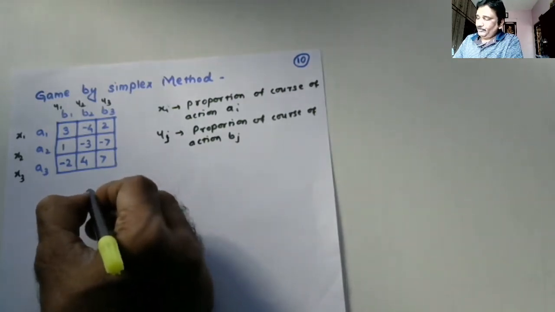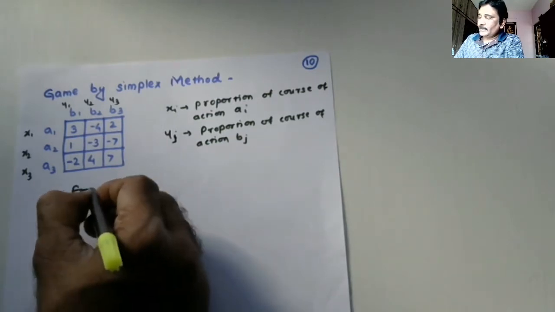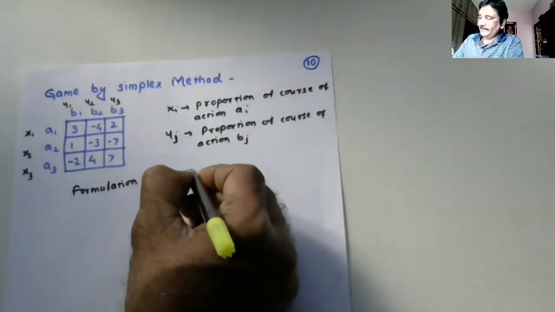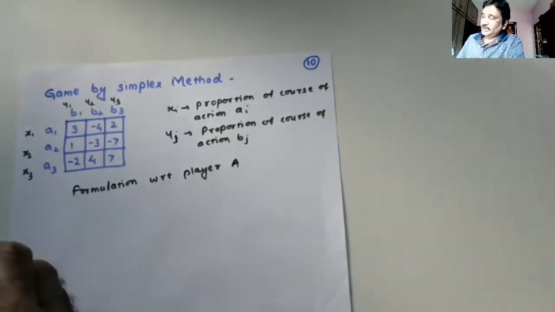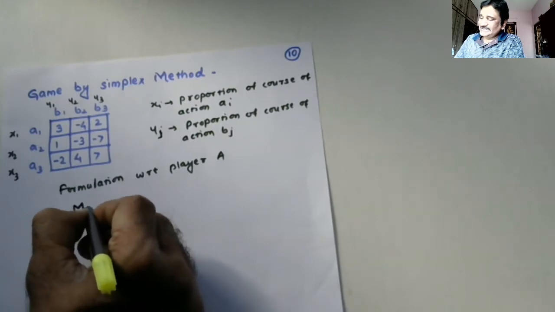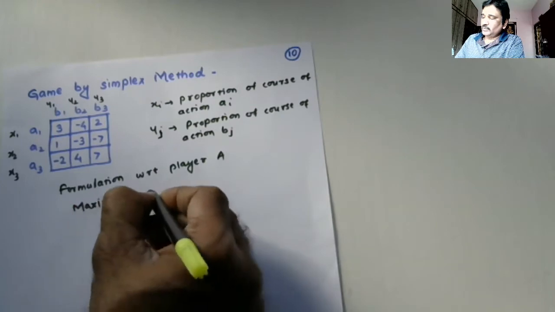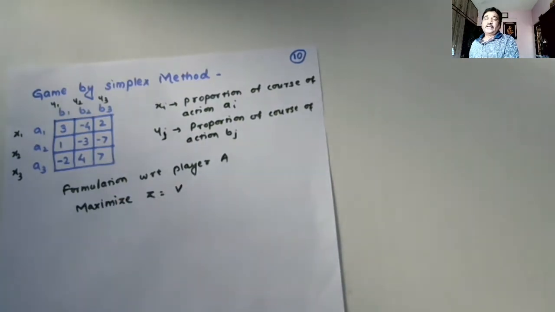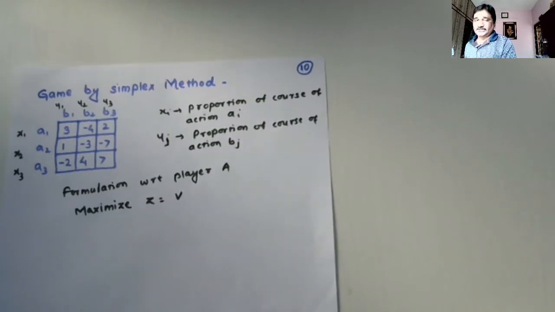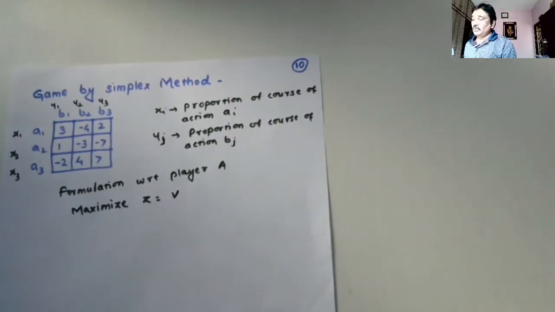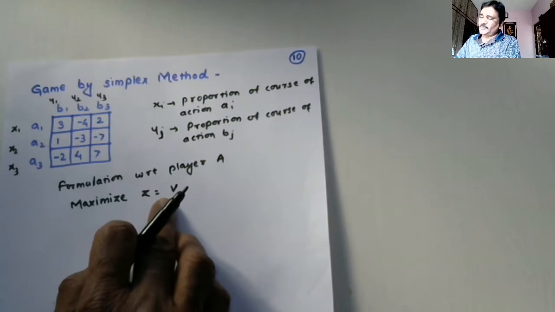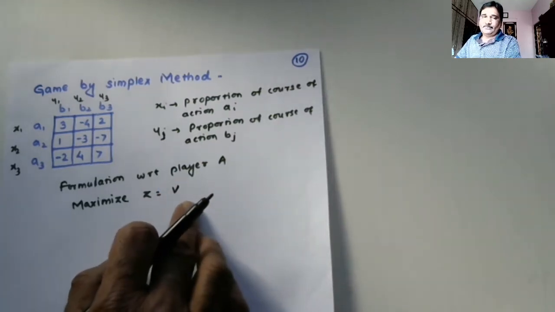So I write here: formulation with respect to player A. All right. So the objective for him will be maximize z equal to game value. I don't know what the game value is, so I simply write it V here. Actually, this is to be written in terms of the decision variables x1, x2, x3, etc. But I don't know how to write it in terms of the decision variables right now. So I just defer writing it in terms of x1, x2, x3. Right now, I write maximize z equal to V.